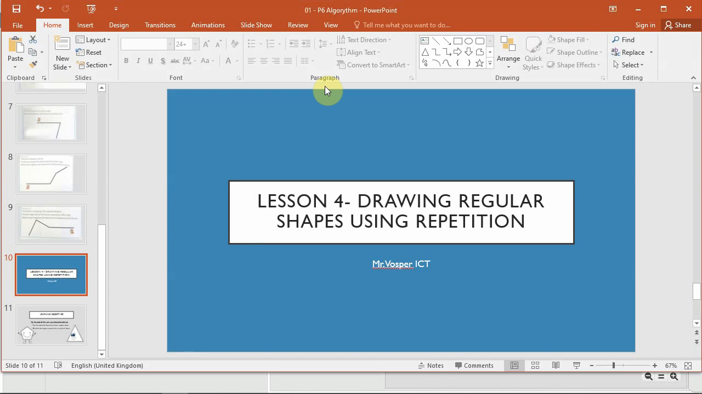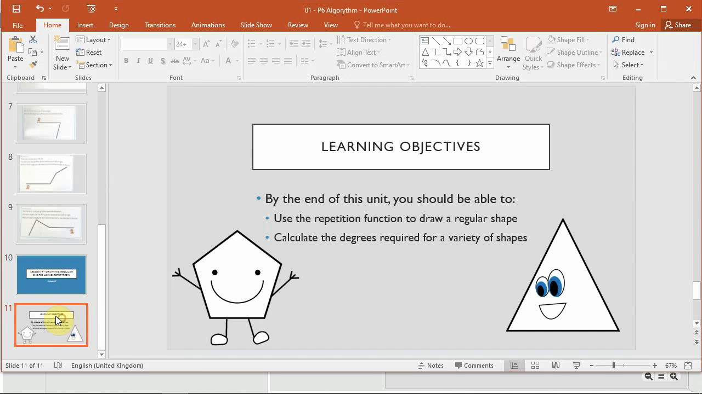Okay, welcome to lesson 4. Today we'll be learning how to draw regular shapes using repetition. Now they could be a square, a triangle, a circle, a pentagon, octagon, hexagon.